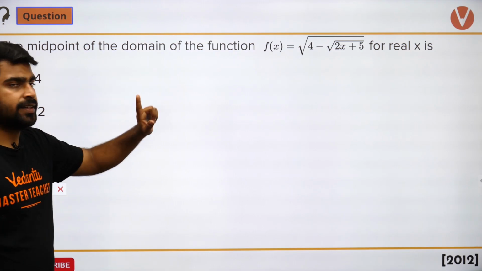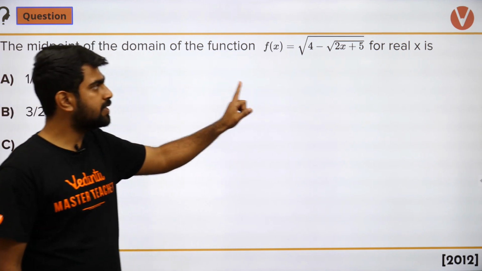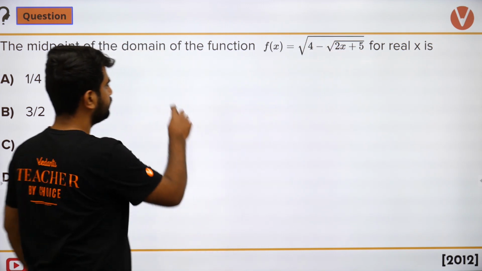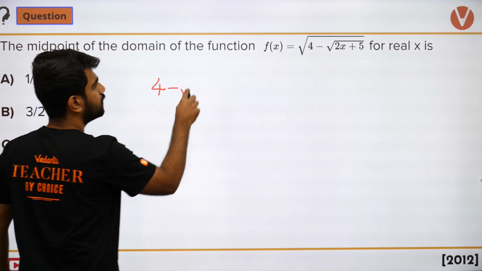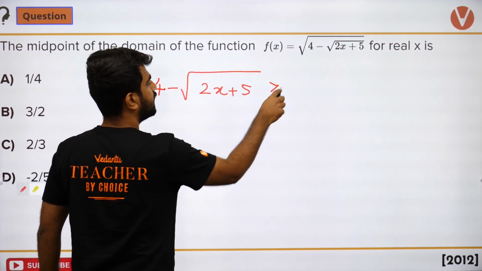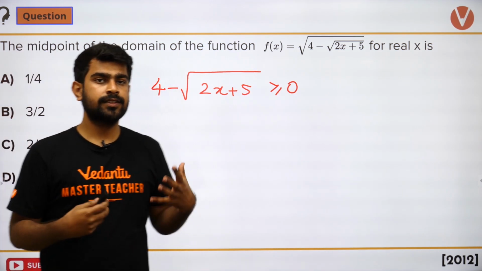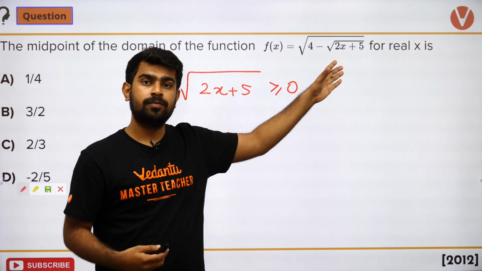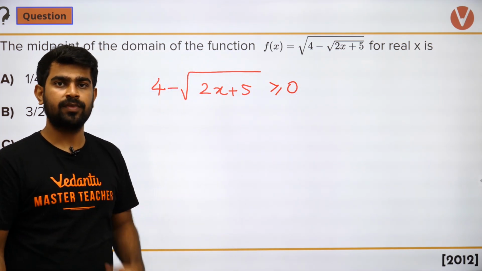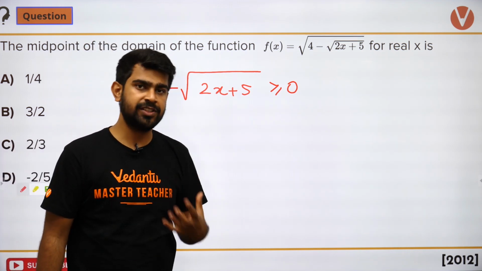The midpoint of the domain. So domain means what? I should check where the function is defined. The first thing I notice is that there is a root outside. So my 4 minus square root of 2x plus 5 must be greater than or equal to 0. Because we have studied from lower classes that for a square root to be defined, whatever is inside the square root must be greater than or equal to 0. That means it has to be either positive or at the least it can be 0.